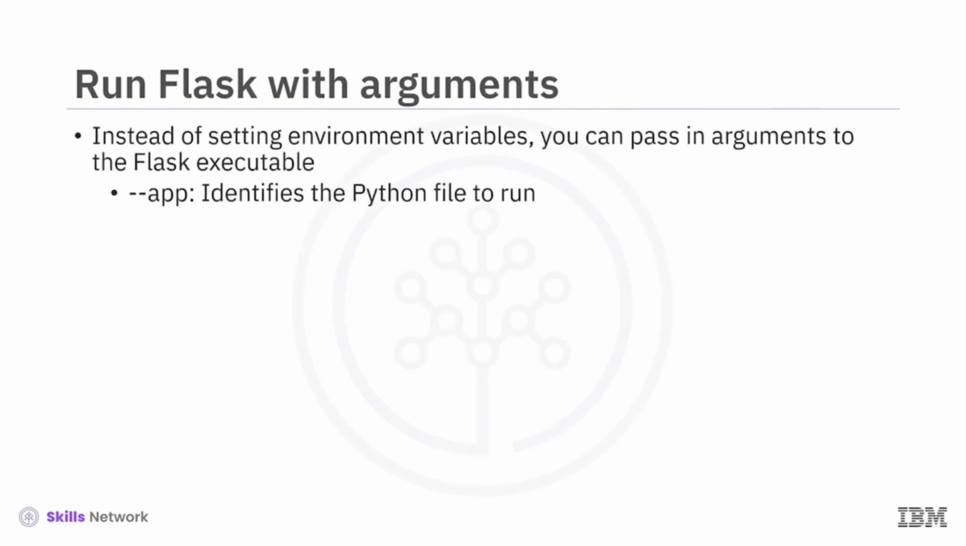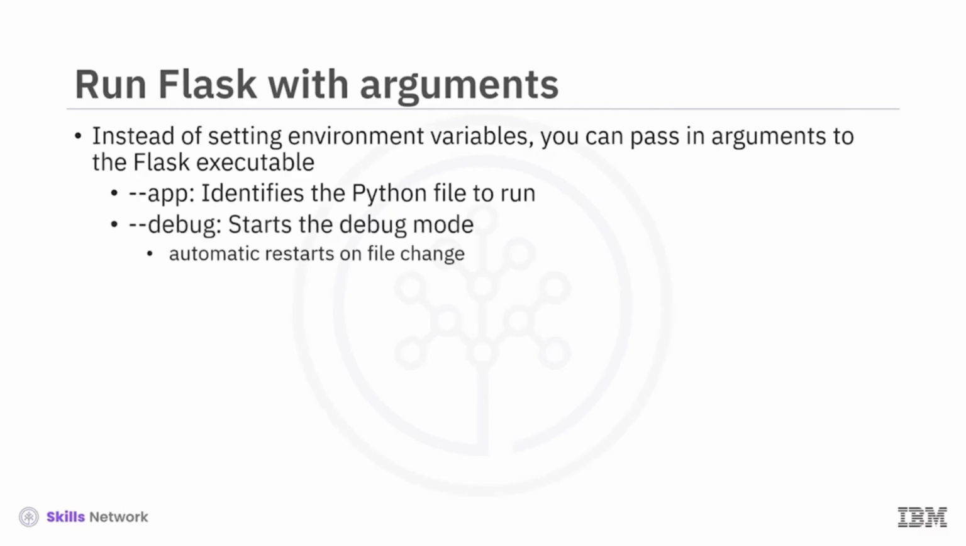Now, you need to set environment variables for each application before running your application. You can pass configuration to the flask command by using --app to identify the Python file to run, and add --debug to enable the development mode. The debug flag also enables automatic restarts when source files are changed, and is useful when you develop applications and want to see your changes instantaneously.